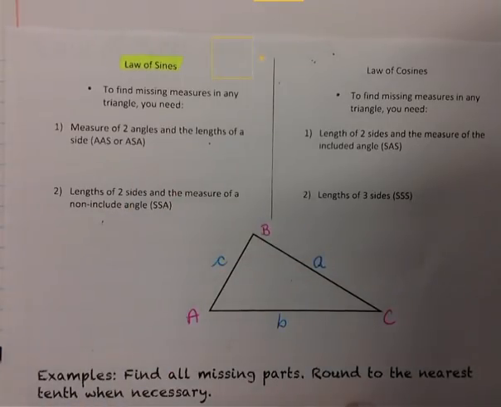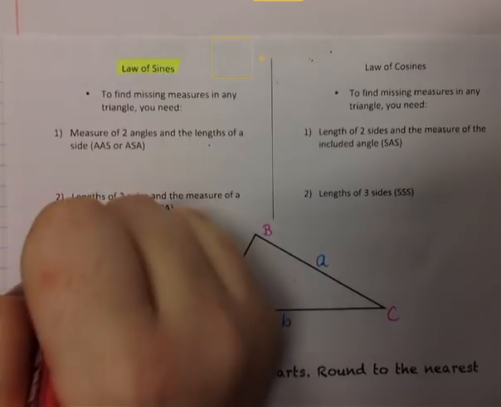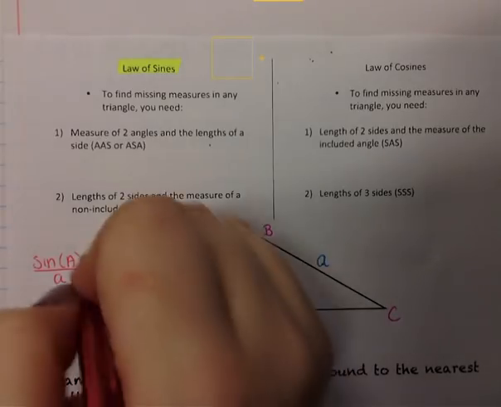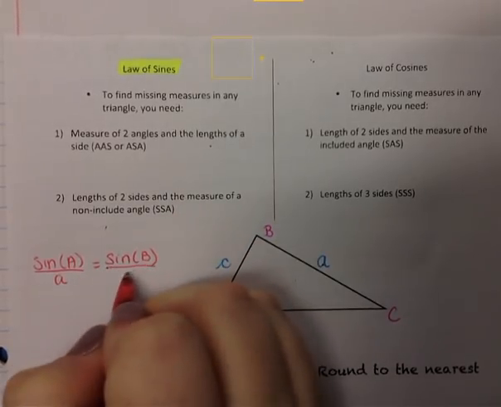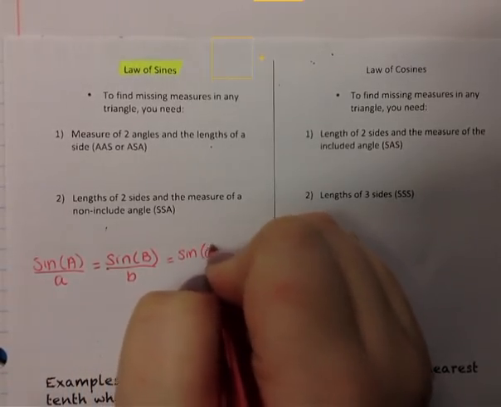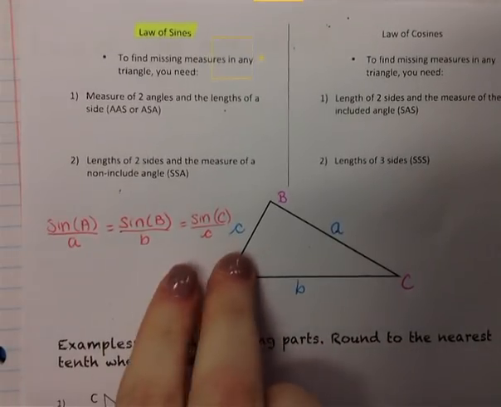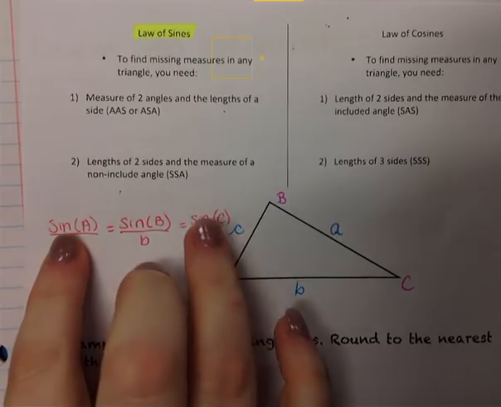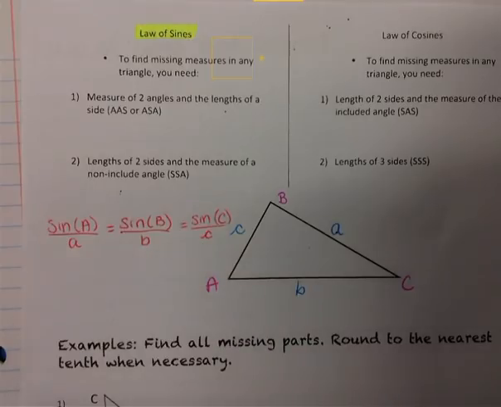The actual equation, or the law of sines, states that sine of big A over little a is equal to sine of big B over little b, which is also equal to sine of big C over little c. It's just proportions. You only need two of them, but you can use any two. So I can use sine of A and sine of B. I can do sine of A and sine of C. I can do sine of B and sine of C. So as long as I have two of them, I can do law of sines.